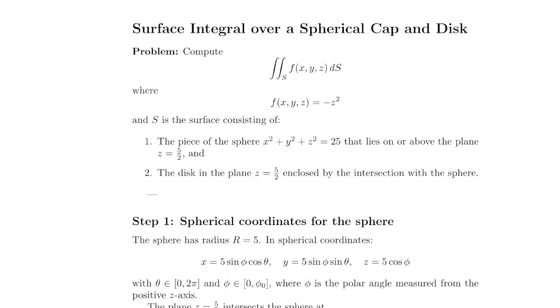In this video, we want to find the surface integral over a spherical cap and disk. We want to compute the double integral of our function, which is negative z squared, and S is a surface consisting of x squared plus y squared plus z squared equals 25 that lies on or above the plane z equals 5/2. And we have a disk in the plane z equals 5/2 enclosed by the intersection with the sphere. So we have a sphere with radius 5, and then we have a disk that goes through z equals 5/2.